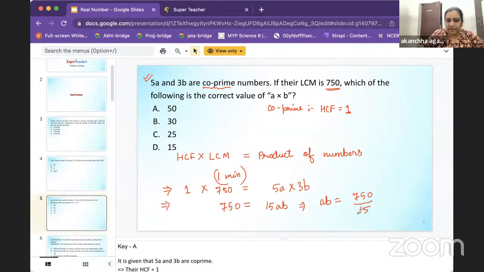So now when I divide, 15 ones are 15, 15 fives are 75 and a 0. So we get 50. In the question also they were asking for the product of ab. Here also we have calculated the product of ab, which is 50. So hence option A is the correct one.